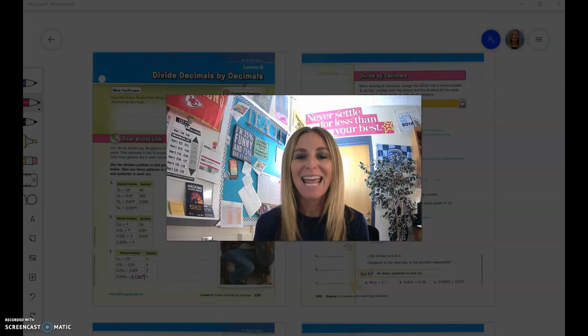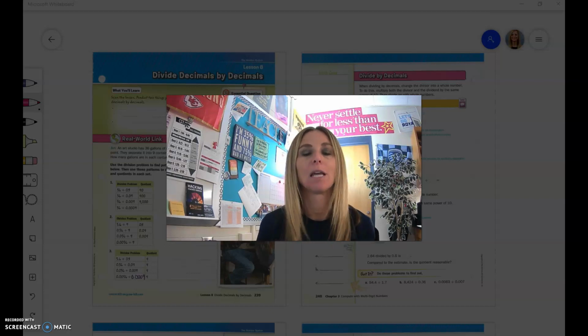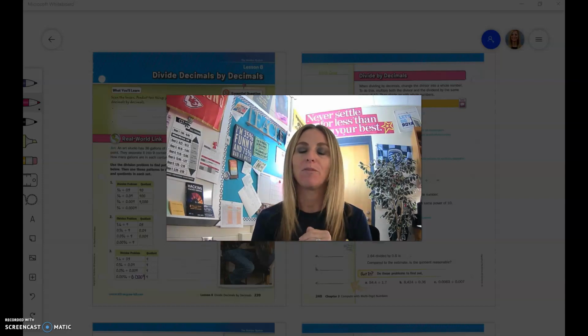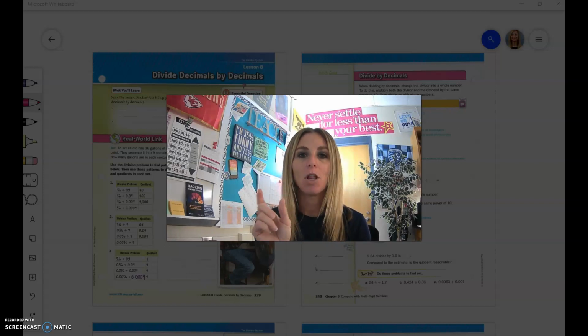Hello, mathematicians. We are going to jump right on in, and we are going to be working on dividing decimals by decimals. So we've kind of been doing a build-up. We've been working on just regular division. We've worked on just dividing decimals by a whole number. Now we're going to look at dividing a decimal by a decimal. So we're going to jump right on in.